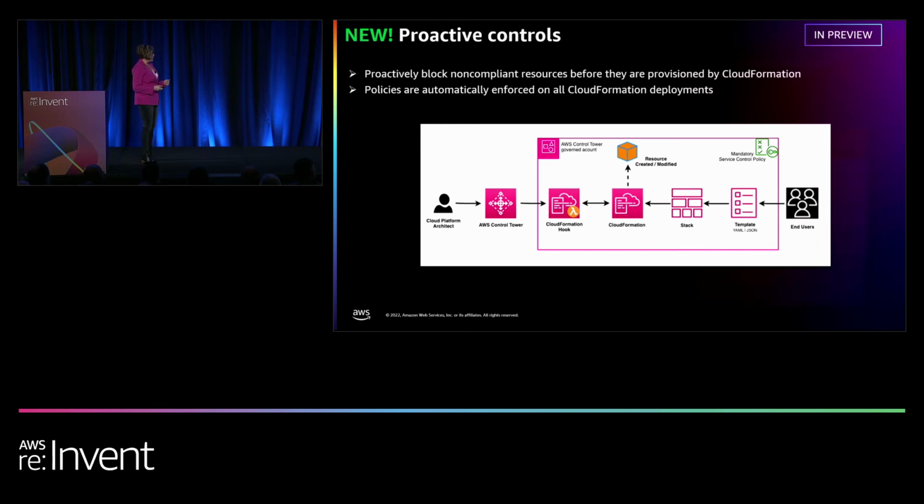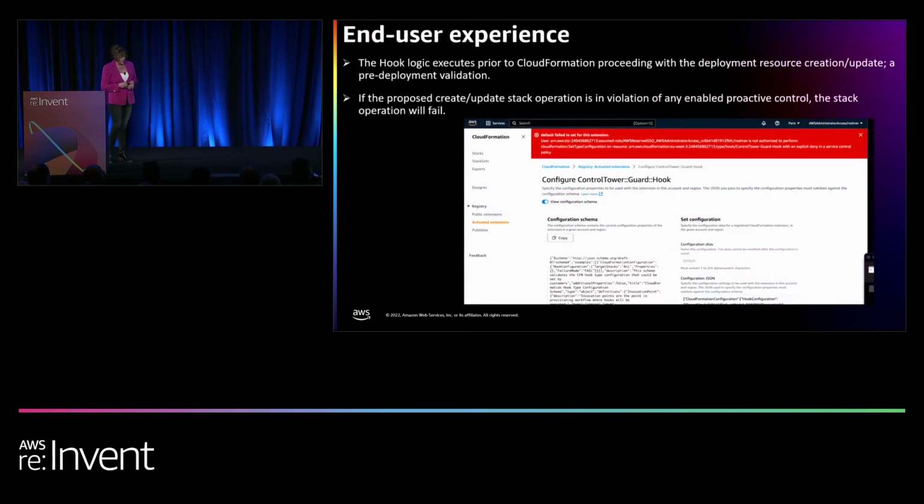What the engineer or the end user sees on the screen, this is a good example here of a hook execution that failed. It did not provision this update, and you can see it's got quite a bit of information in there about the configuration schema of the hook, as well as the policy and what's expected.